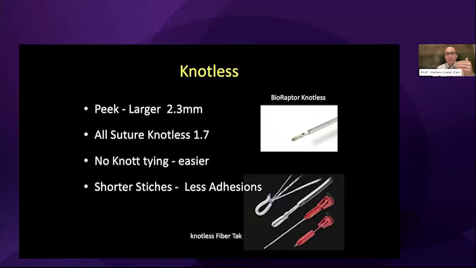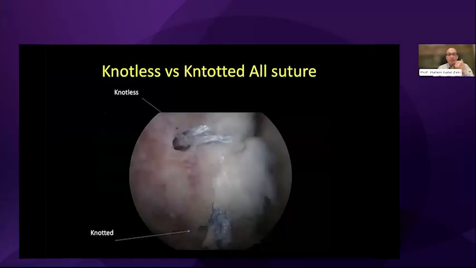The knotless one has classically been the PEEK ones. They were larger, so we had to go away from the articular margin. Now we have the knotless all suture anchors, which have the advantage of being smaller and closer to the margin. It does not involve any knot tying, so you don't need the skill of knot tying, and you have shorter stitches and less adhesions. So this is an example to show you the difference between the knotted and the knotless.